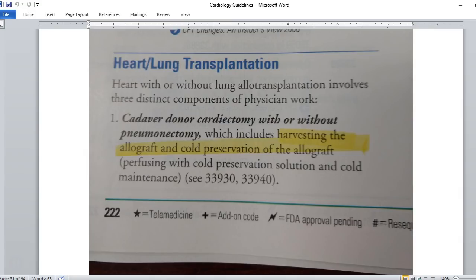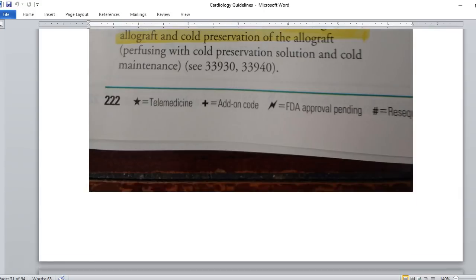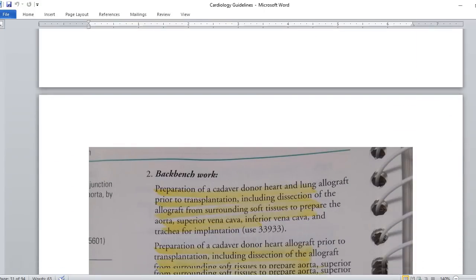So the removal, in this case, the cardiectomy or pneumonectomy, is again harvesting the allograft with cold preservation of the allograft. So that's removing all of the parts of that organ from the donated body and then making sure that it's staying stabilized, usually in a cold preservation. Then there's preparation.